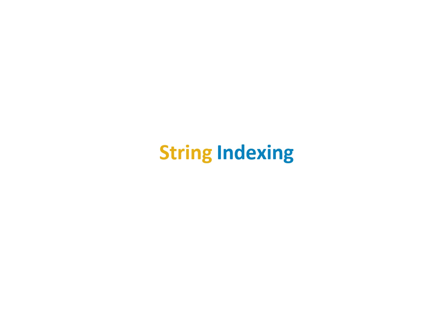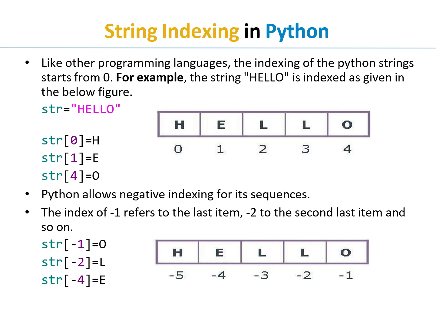The next topic is string indexing. Let us move to this topic. String indexing in Python is like in other programming languages. The indexing of a Python string starts from 0. For example, the string hello is indexed as given in the following figure. str equal to hello. Hello is split up with index values like this.